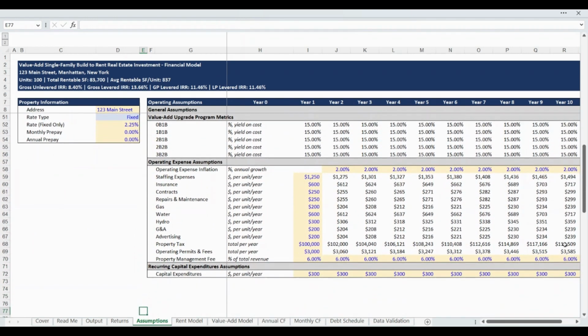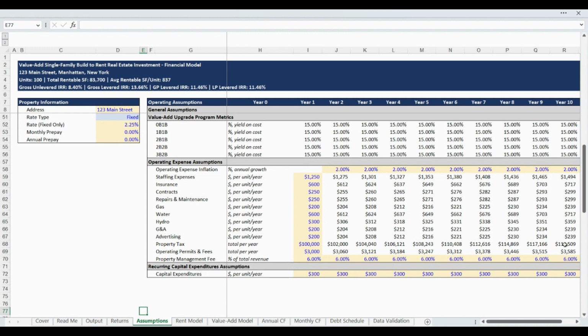Operating expense assumption inputs are available for typical real estate operating costs, such as staffing expenses, insurance, property tax, and utilities. Many of the expenses, such as staffing expenses, insurance, and contracts, are entered on a per-unit per year basis. This means that an input of $600 for insurance can be interpreted as insurance cost of $600 per year per unit. If your property being analyzed is 100 units, the total insurance expense will be $60,000 per year.